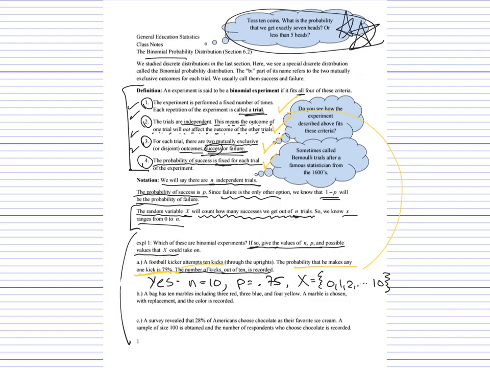So I say yes, it is in fact a binomial experiment, and I've got the number of trials being 10, the probability of success being 0.75, and X taking on values from 0 through 10, right? Again, the possible outcomes for counting the number of successful kicks. And actually, I meant to rewrite this, but what this really means is successful kicks. The number of successful kicks out of 10 is recorded.